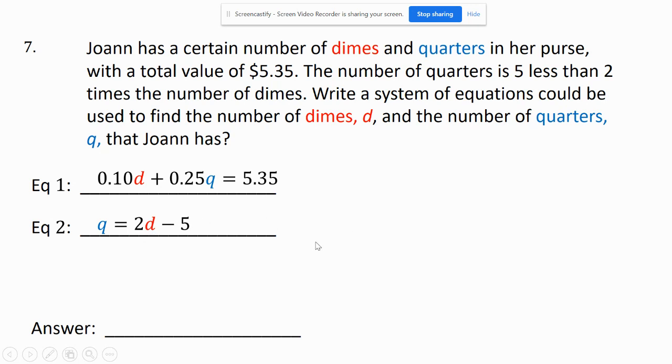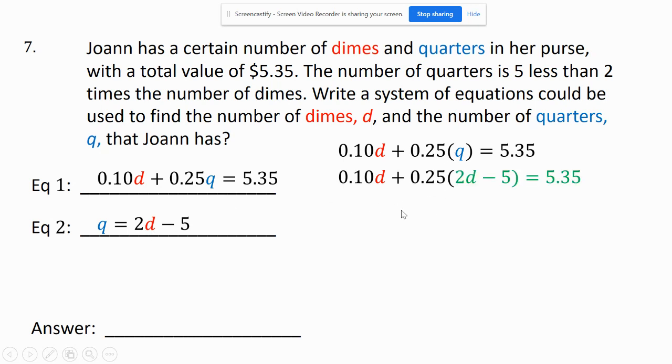So to find the answer, I'm going to use substitution by substituting what q is. I'm going to simply plug it in, this 2d minus 5 in for the q. I have to take 0.25 times the 2 and 0.25 times negative 5, because you distribute it to both. Well, 0.25 times 2 will be 0.5. And basically, if I have 5 quarters, it's $1.25. Another way of looking at it.